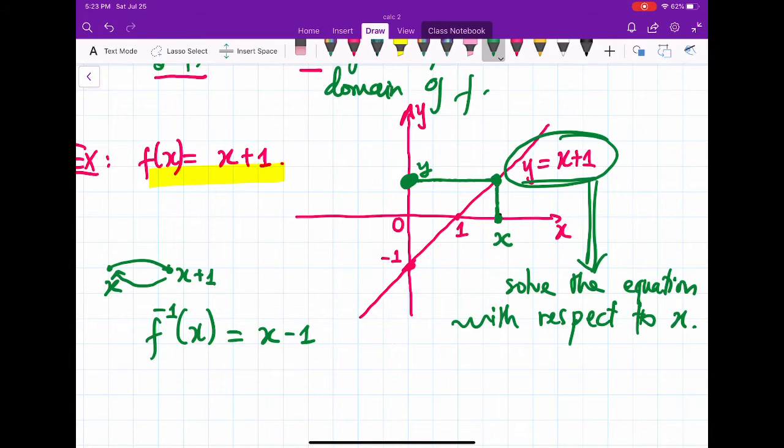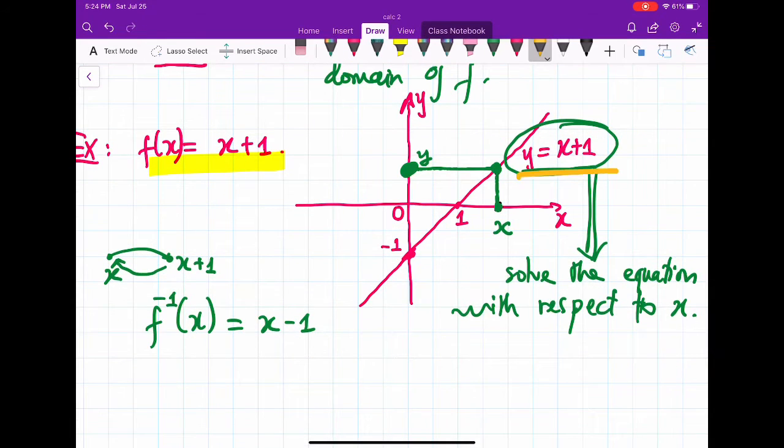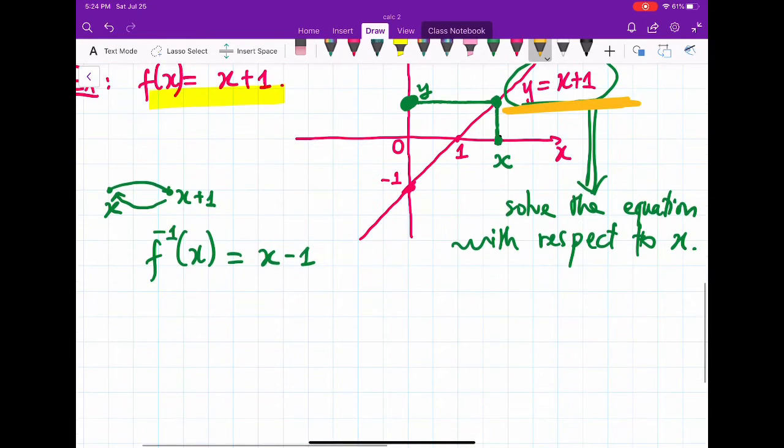Right? You write y equals x plus 1, which means you want to find y depending on x. But now you want to go back. That means y plays the role of the variable and x plays the role of the function of y in this case. So in order to find the inverse, you need to solve the equation with respect to x. Based on this, if you solve this equation with respect to x, you have the following one.